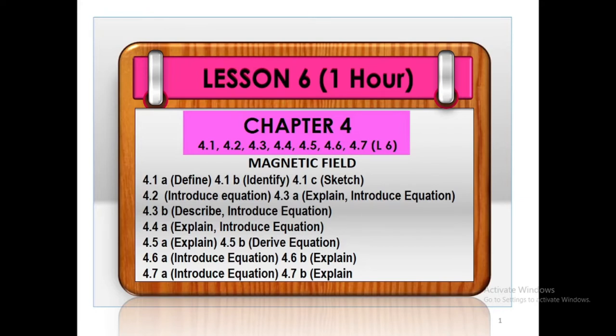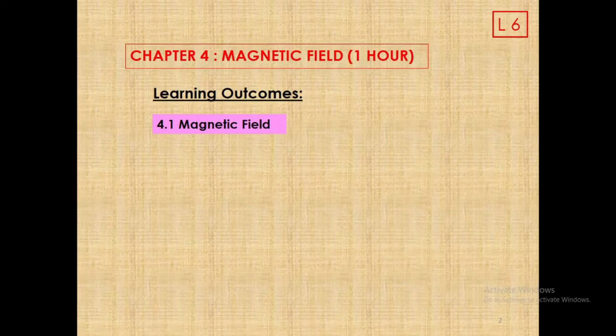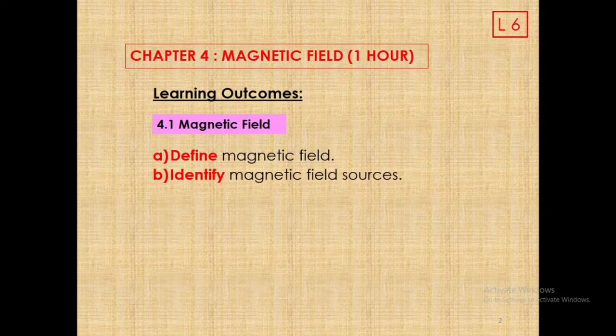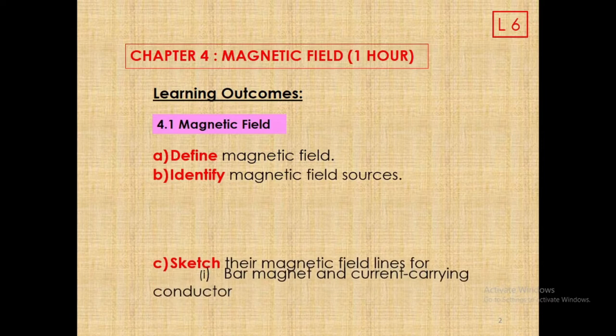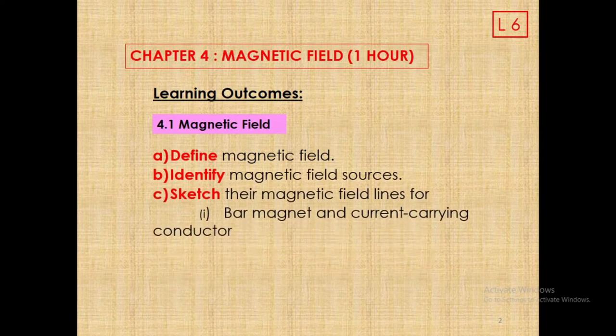Okay, so this is lesson 6. It will take about 1 hour to learn about chapter 4, which is magnetic field. So look at the learning outcomes for chapter 4.1, magnetic field. The first learning outcome is you need to learn about the definition of magnetic field, and then identify the magnetic field sources, and the last one is sketch their magnetic field lines for the bar magnet, current carrying conductor and the earth's magnetic field.